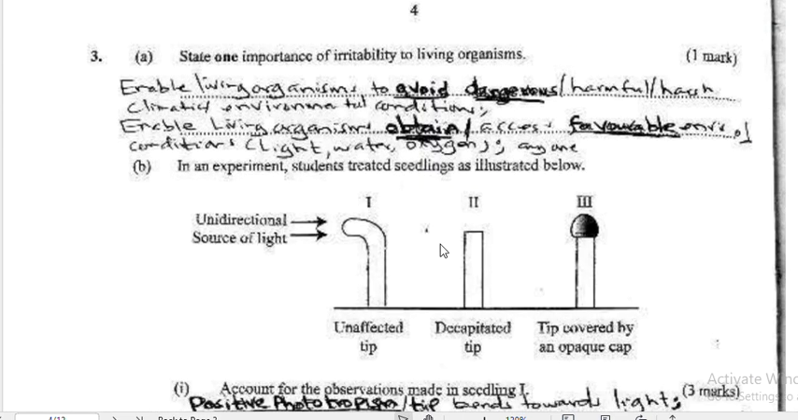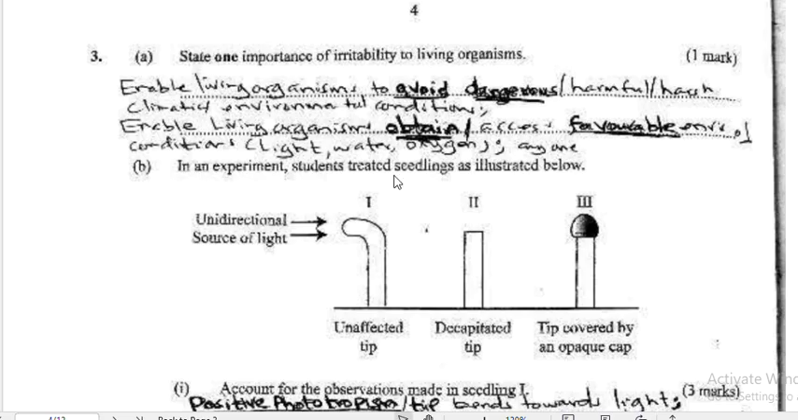Question 3, part A, state one importance of irritability to living organisms. Basically, irritability means responding to changes in the environment, or sensitivity, and this enables living organisms to avoid dangerous, harmful or harsh climatic and environmental conditions. Avoid must be there, or dangerous must be there. It also enables living organisms to obtain or access favorable conditions, e.g. light, water, oxygen, mates. Favorable must be there, and obtain also must be there.